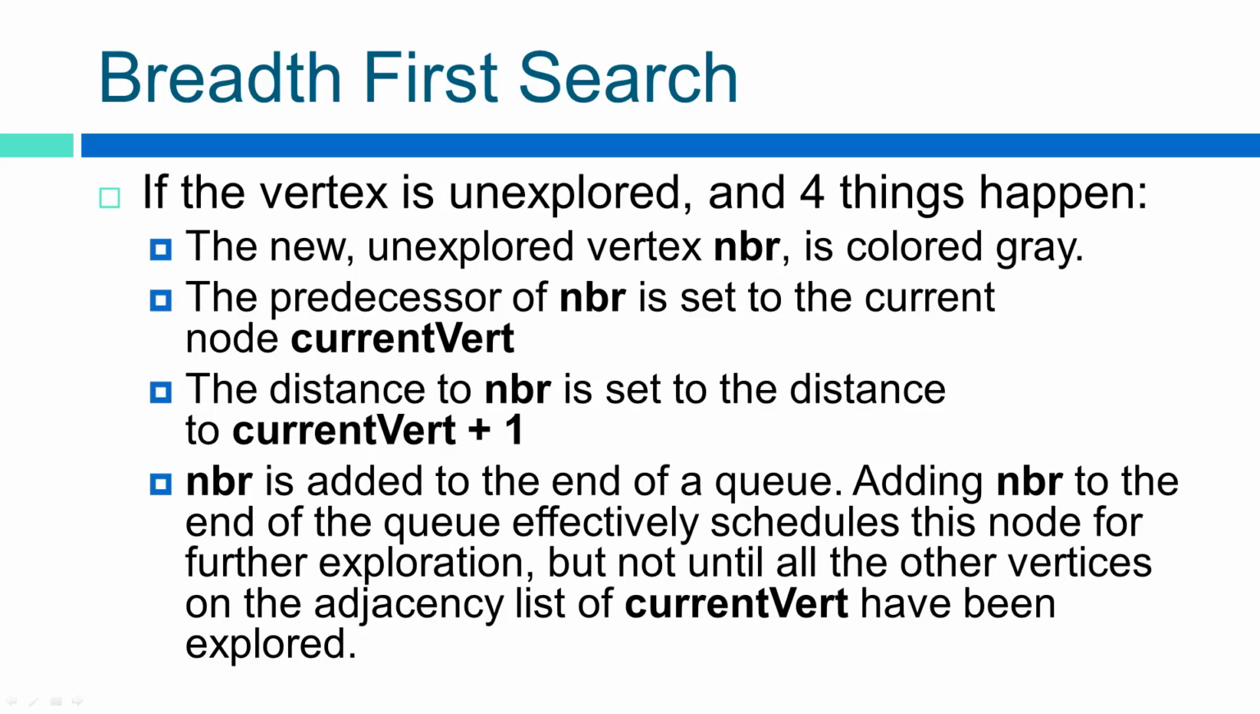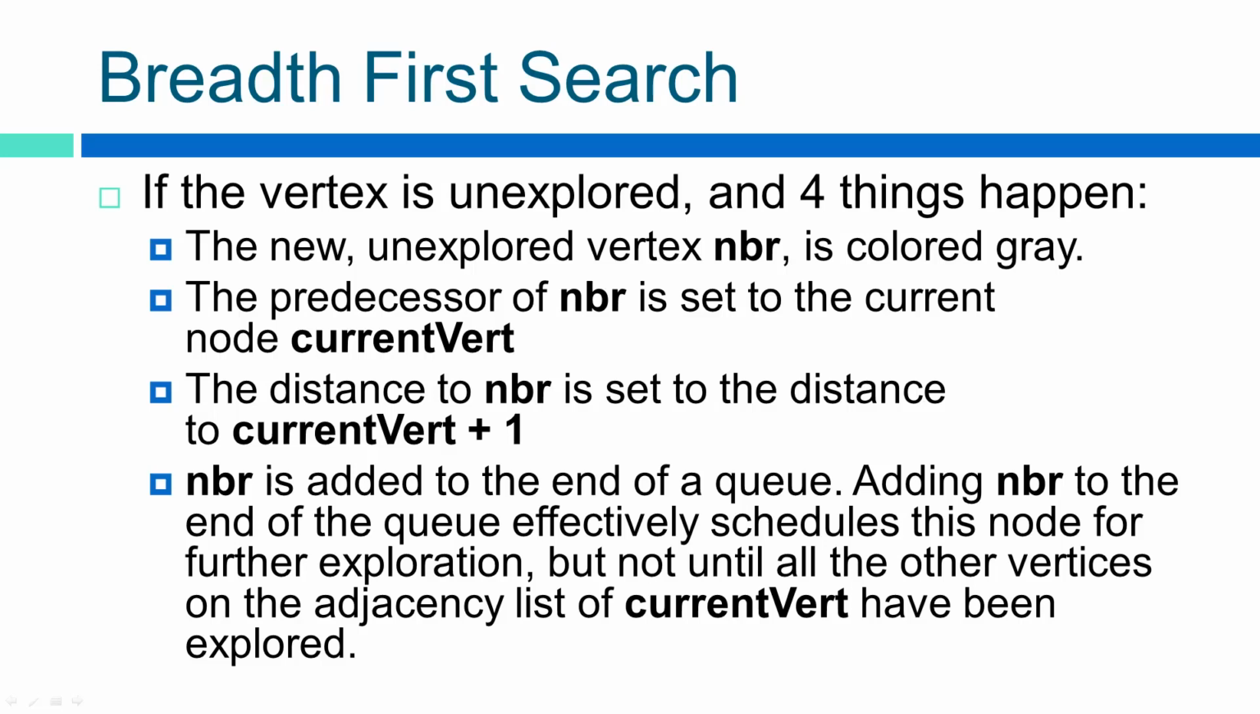If the vertex is unexplored, we have 4 things that are going to happen. The new unexplored vertex, which we'll call NBR for neighbor, is colored gray. The predecessor of neighbor is set to the current vertex. The distance to neighbor is set to the distance to the current vertex plus 1, since you had to go an additional edge. And then the neighbor is added to the end of the queue.